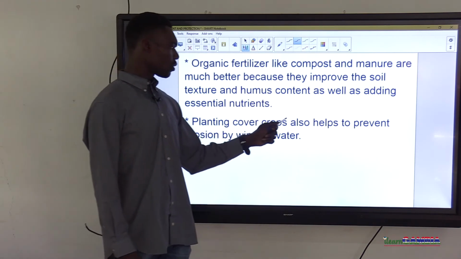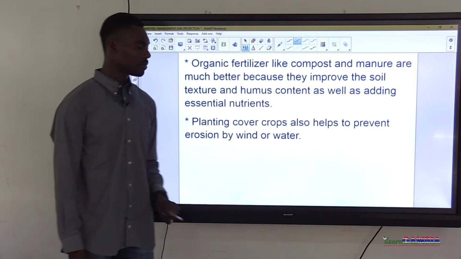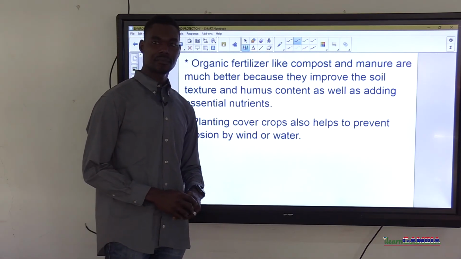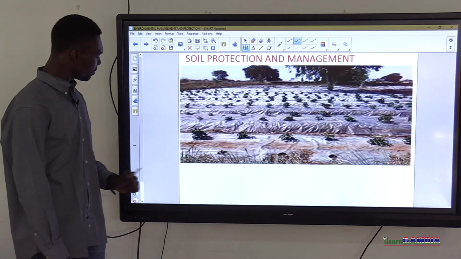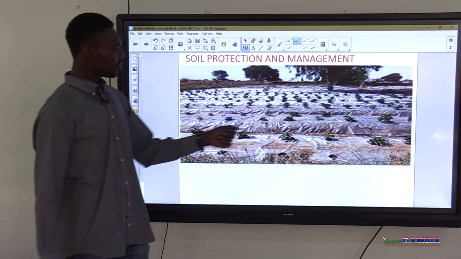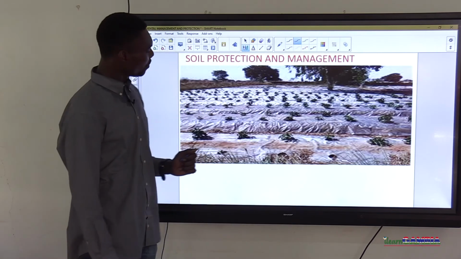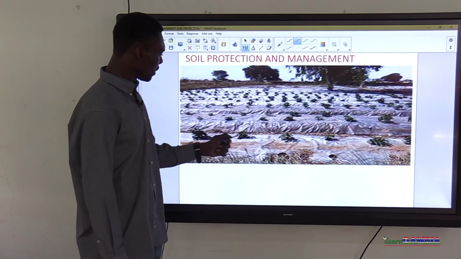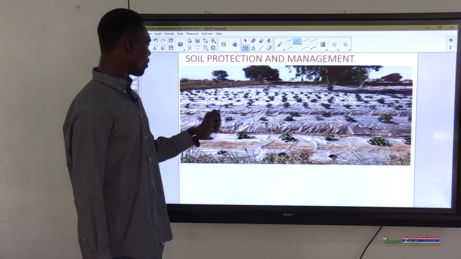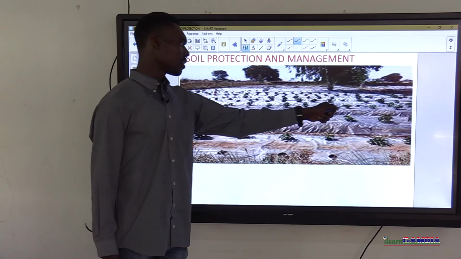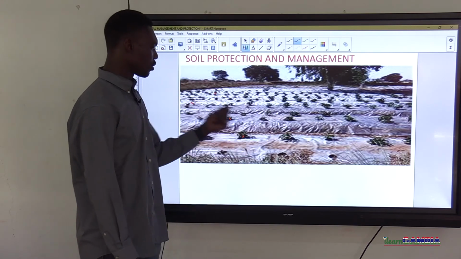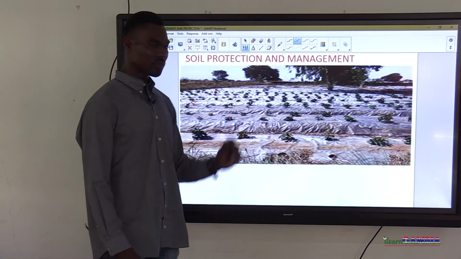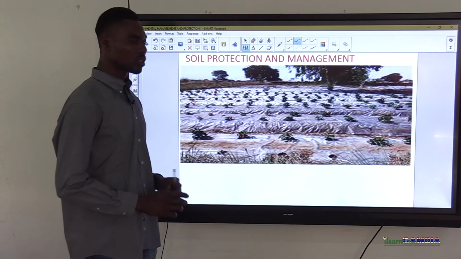Planting cover crops also helps to prevent erosion by wind or water. So here is a picture that shows us how we can protect the soil. Here you can see cover crops being planted in order to prevent erosion by wind and water. So planting cover crops is one way of protecting the soil.